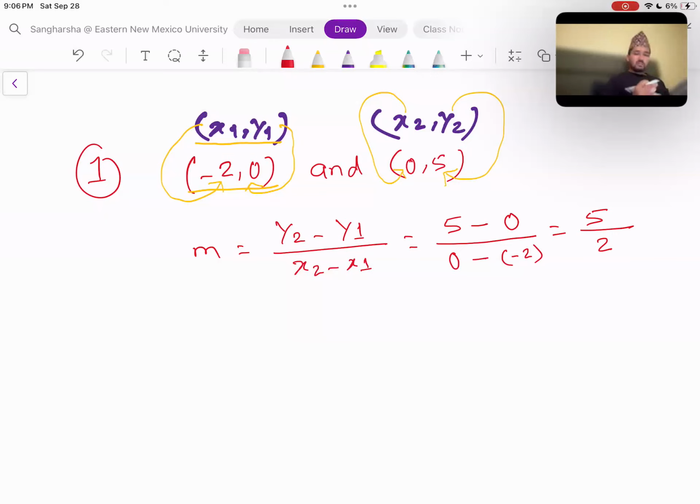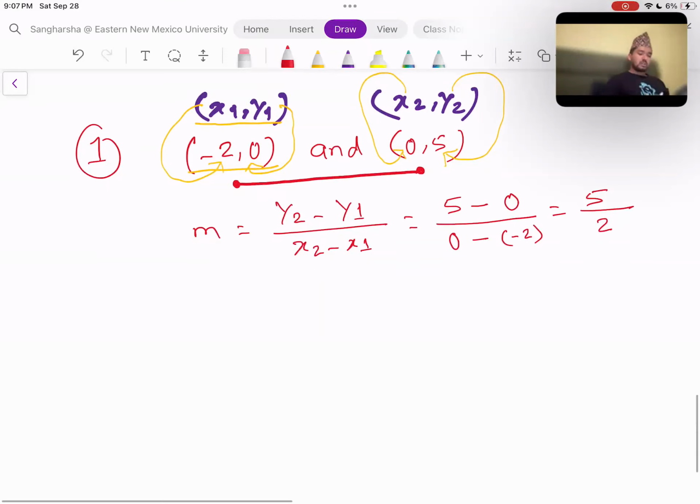Now, in this same question, let me add one more. If you are asked to find the equation of the line joining these 2 points, for example, (-2, 0) is this point and (0, 5) is this point, how do we find the equation here?